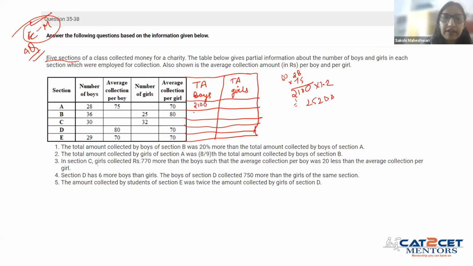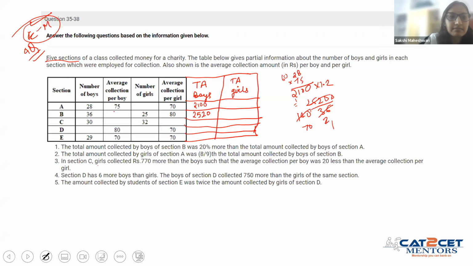So this will be 2520. And if I divide this 2520 by 36, I'll get the average collection per boy. Right? So let me divide by 18. And this is 70. Okay. Are you getting this?